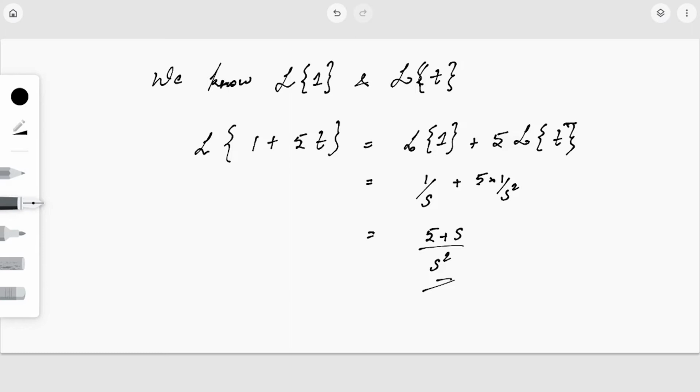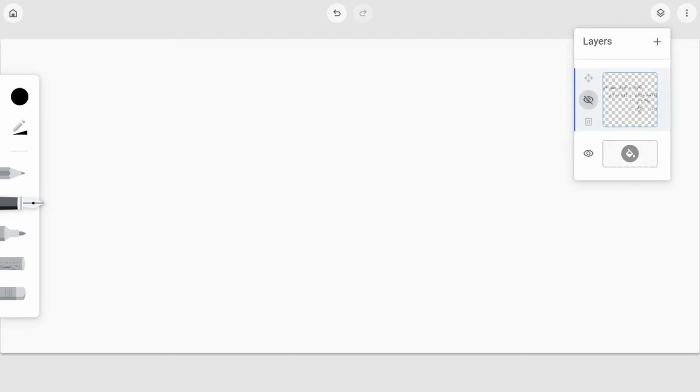This will be our corresponding Laplace transform of 1 plus 5t. This is defined where s is greater than 0, because otherwise there is no problem in 1 and t. We had seen that in determining the Laplace transform of e raised to minus 3t, it is defined only for s greater than minus 3. That is because of the fact that the integral should exist.